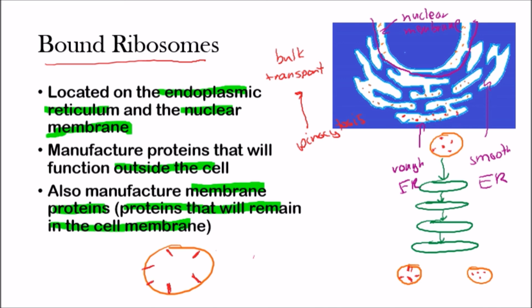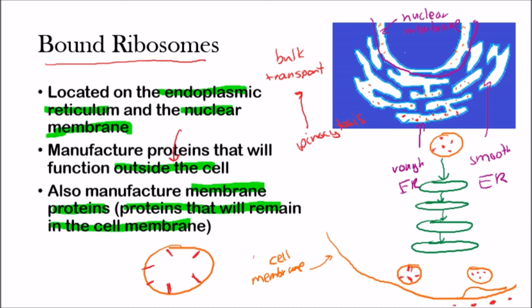So what will happen is that both of these vesicles are going to fuse with the cell membrane. This right here is the cell membrane. Okay. So they'll fuse. So when this vesicle fuses, the proteins which are inside the vesicle are just going to be dumped out. Okay? They're going to be dumped out like this. And those are the proteins which will function outside of the cell.